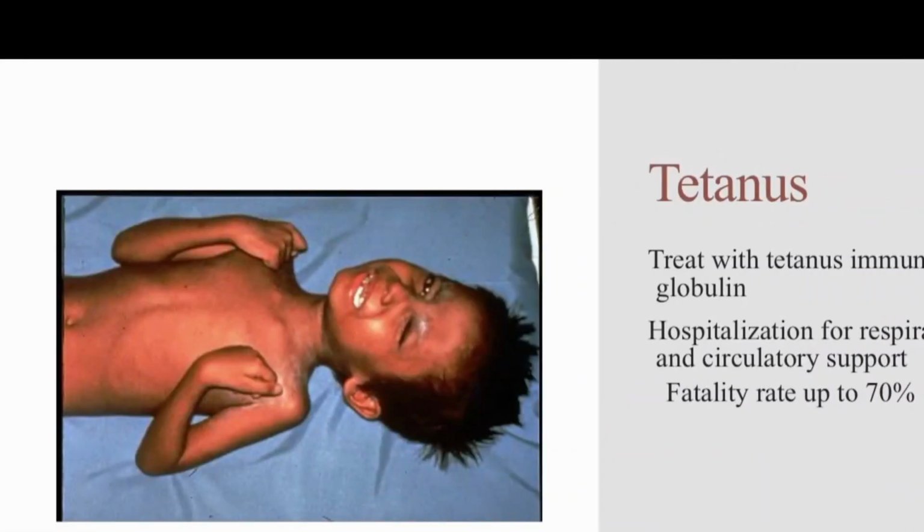So this is what tetanus looks like. You treat with tetanus immune globulin. Obviously, you guys get boosters for tetanus every 10 years, but if you do have a tetanus infection, we just give you the proteins and the immunoglobulins to take care of it. Watch for respiratory and cardiovascular support. Fatality rate is up to 70% with tetanus.